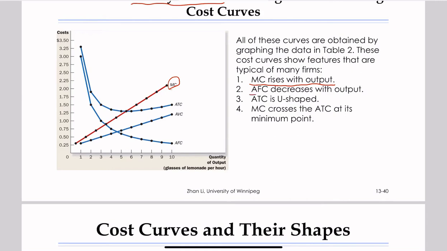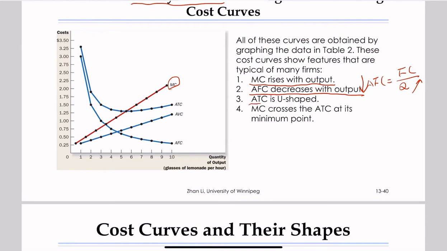And then average fixed cost decreases with output. Well, this is pretty easy to understand by definition, right? AFC equals FC divided by Q, and fixed cost is a number. It's fixed. So as you increase quantity, the average fixed cost should decrease. That's why you can observe that the average fixed cost curve decreases with output.